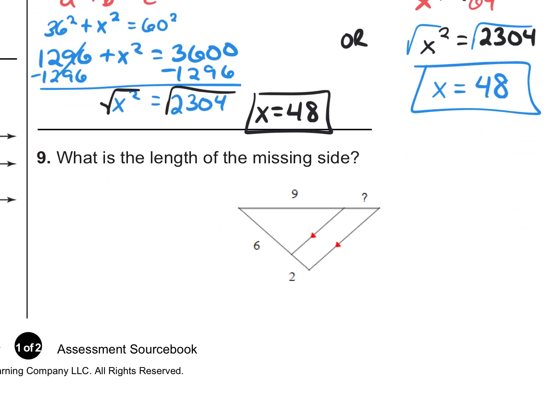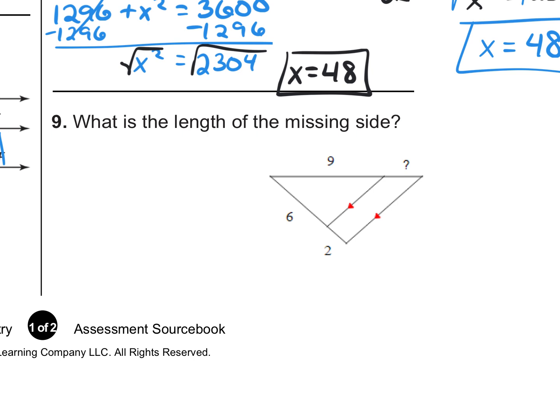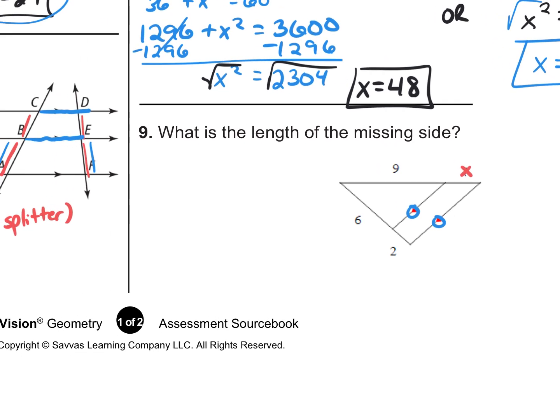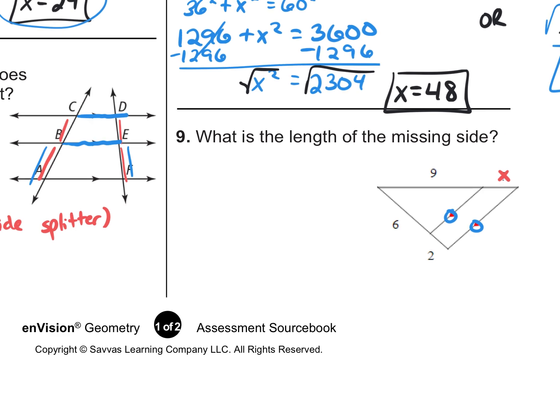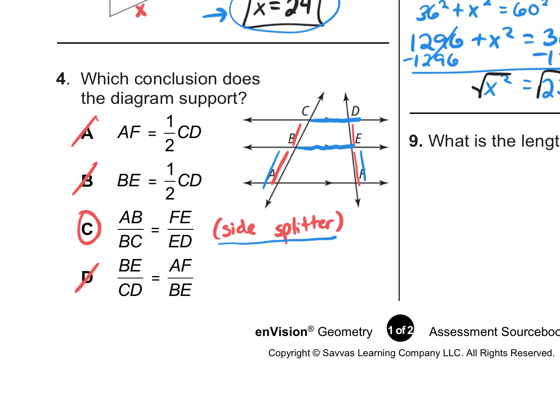For today. Number 9, finding the missing side length. So I'm looking for this one right here. What's nice about this diagram? What kind of makes this one a little easier? The parallel lines, right? You kind of did that on purpose. What we talked about on number 4 here, that side splitter theorem when we have parallel lines.